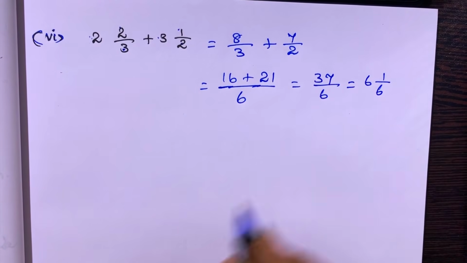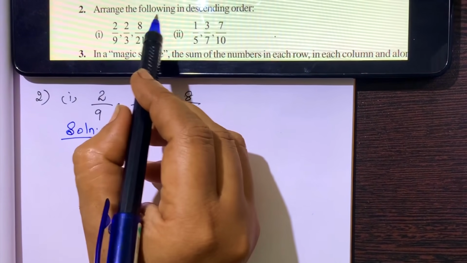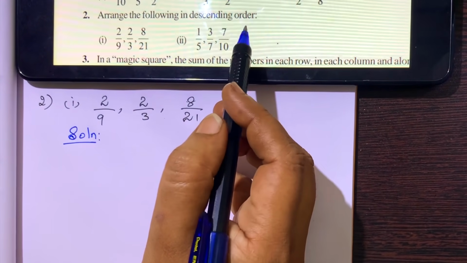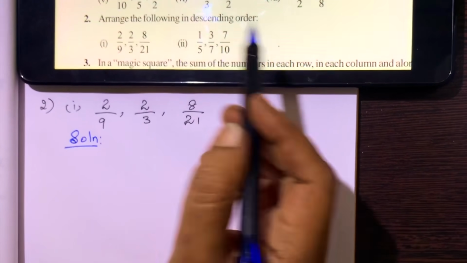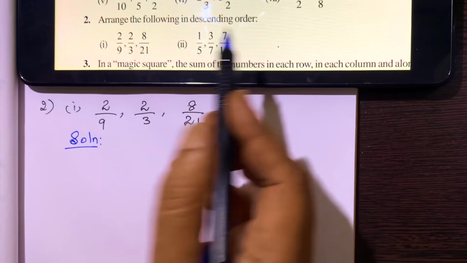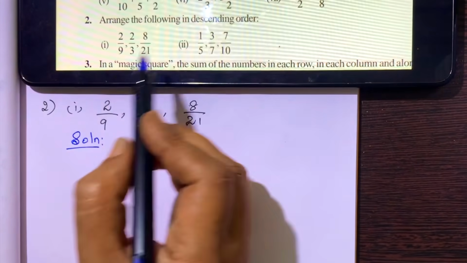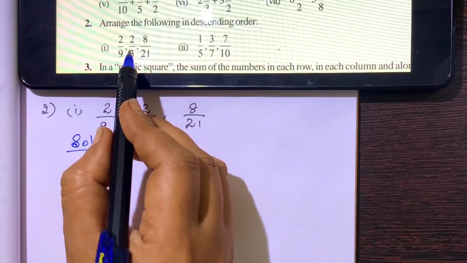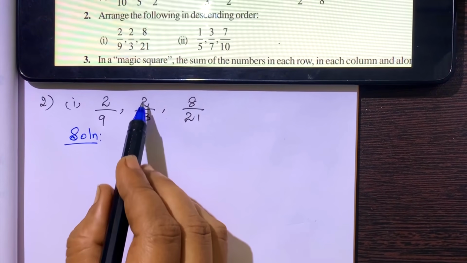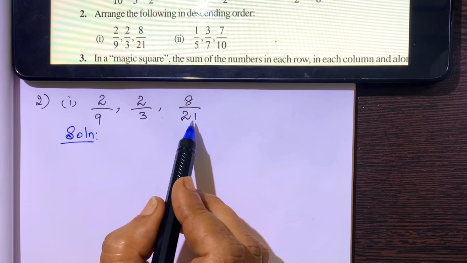Now second question, arrange the following in descending order. Descending order means, you know very well, you have to arrange from bigger number to smaller number. So only 2 questions are there. The first question I will do for you. See here: 2 by 9, 2 by 3, 8 by 21.